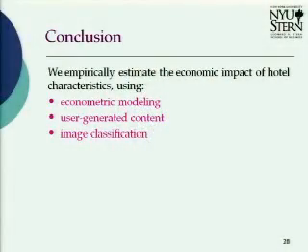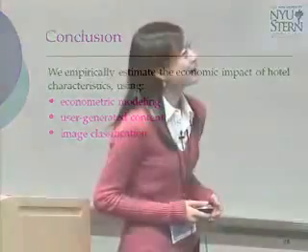So here's our conclusion. We empirically estimate the economic impact of hotel characteristics using econometrics modeling, user-generated content, and image classification. And by incorporating the economic value of hotel characteristics into a local ranking function, we can locate hotels with specific criteria and provide the best value for the money.